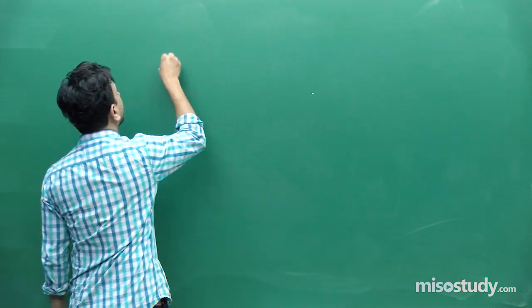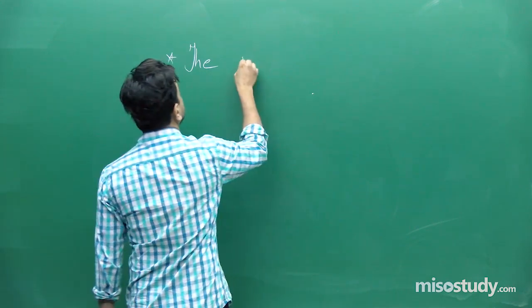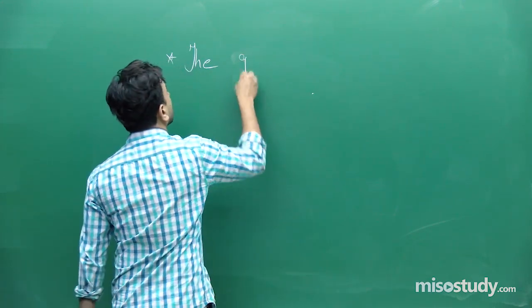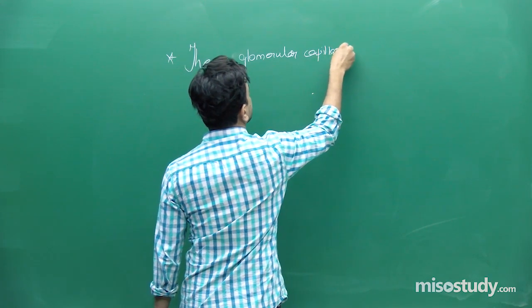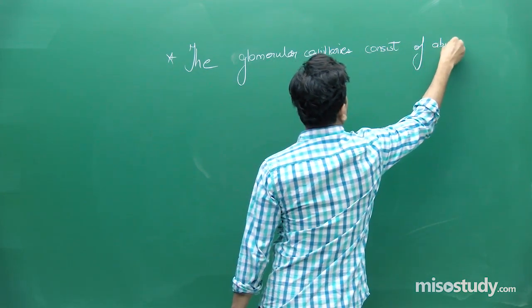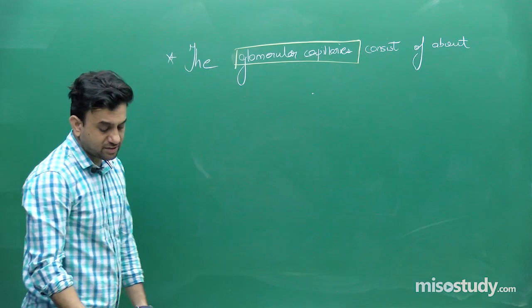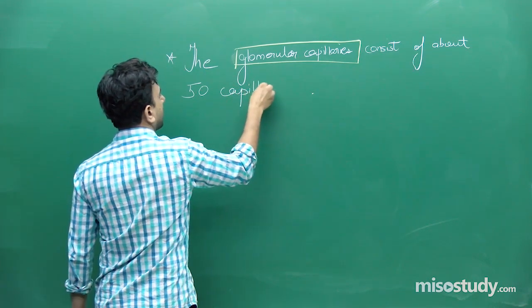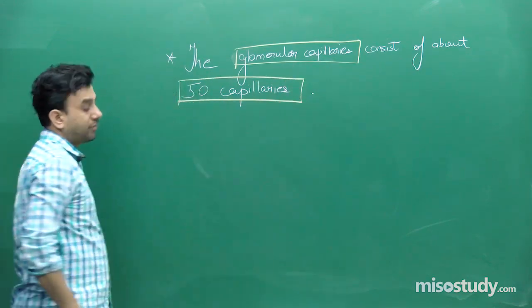So what we can say is that the glomerular capillaries consist of about 50 capillaries.